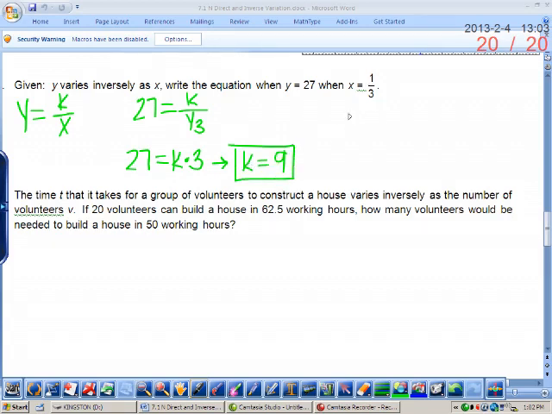All right, and so what would our equation be? Y equals 9 over x. Good.